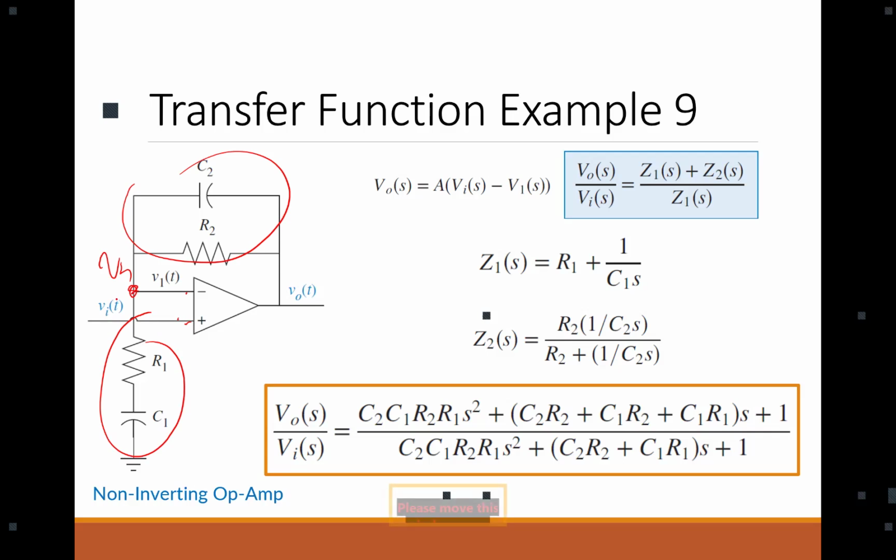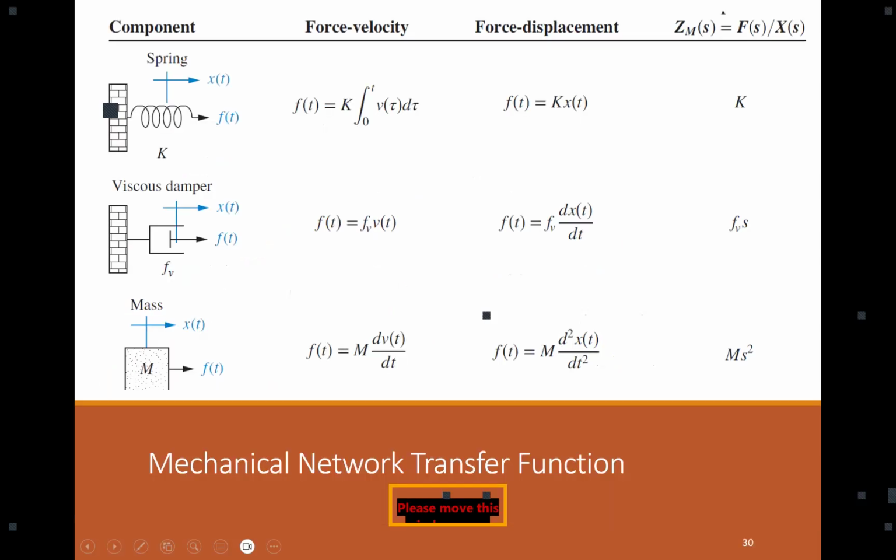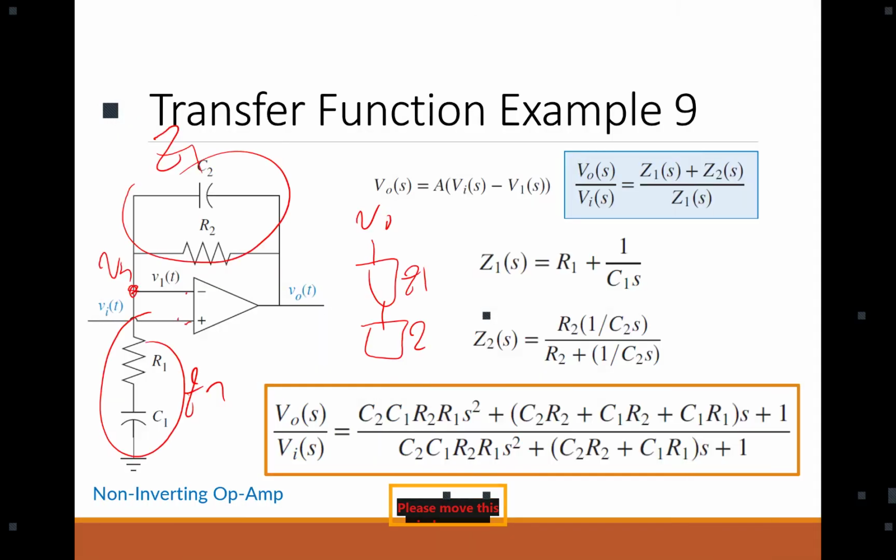Makes sense? Now, look at this. We have VO here. Let's say this is Z1, this is Z2. We have Z1 here connected to the Z2, Z2 connected to the ground. And this is VI.